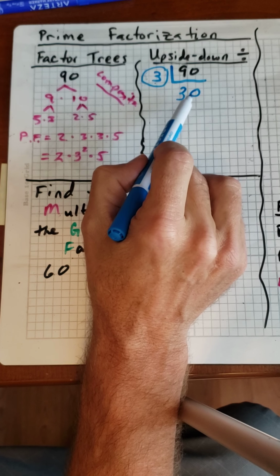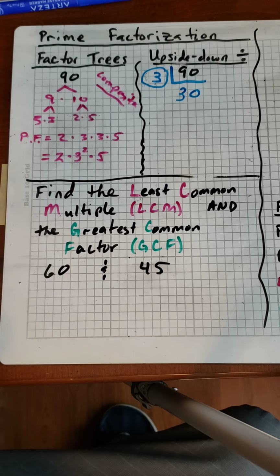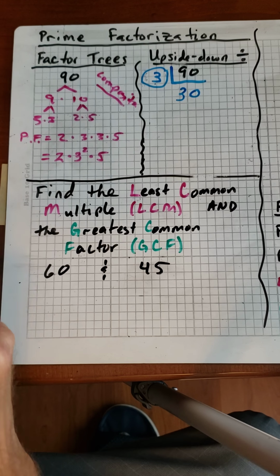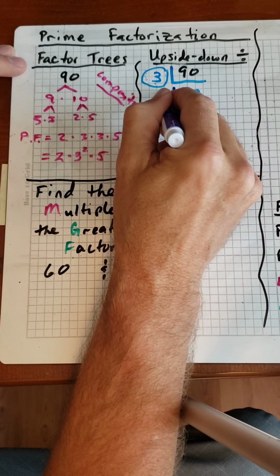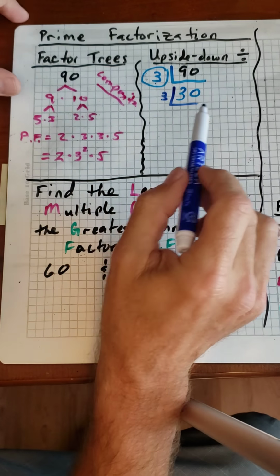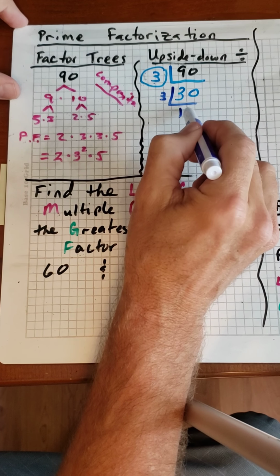Not a prime number, I have to keep going. So is 30 a prime number? Well, clearly, no, it is not. So then I'm going to draw another one of those, and I put a 3 on the outside. And now, how many times does 3 go into 30? Well, 3 goes into 30 10 times.